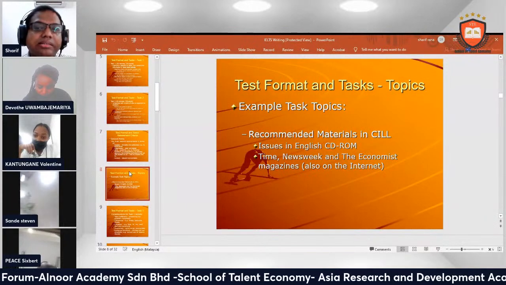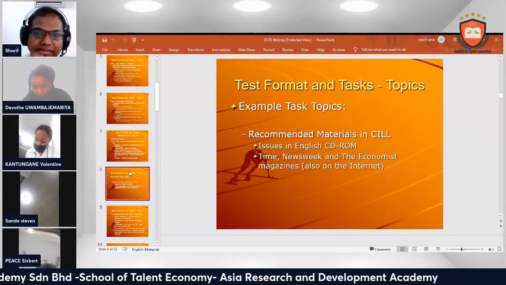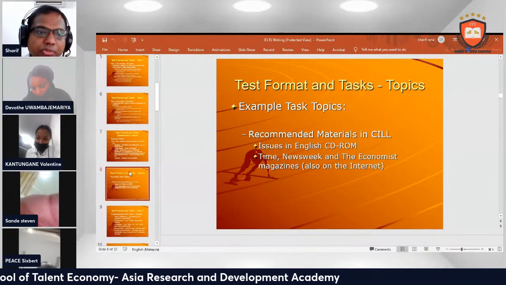Recommended material includes Cambridge IELTS books, Time, Newsweek, and The Economist magazine.